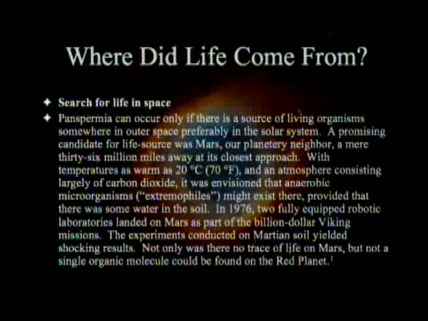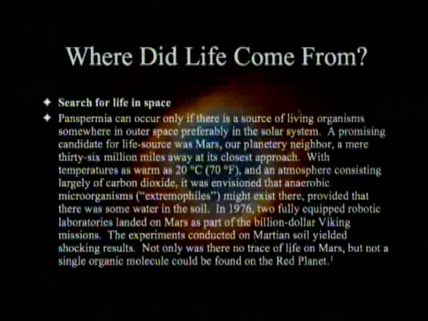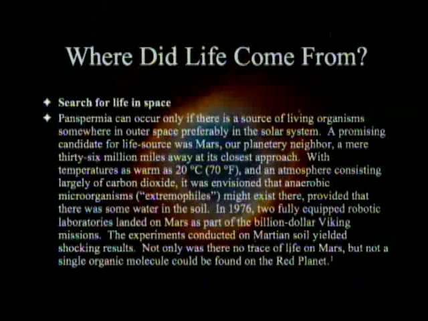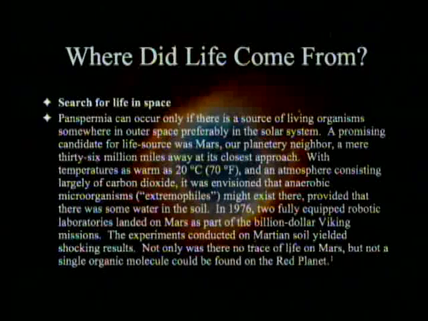A promising candidate for life source was Mars, our planetary neighbor, a mere 36 million miles away at its closest approach. And it's now believed fairly strongly that we have meteorites that got blasted off of Mars that have landed on the Earth. So you could, you know, kind of buy that if you needed to. With temperatures as warm as 20 degrees centigrade, or 70 degrees Fahrenheit, and an atmosphere consisting largely of carbon dioxide. Of course, that's not what it usually is. It's usually below freezing, but it can get that warm.